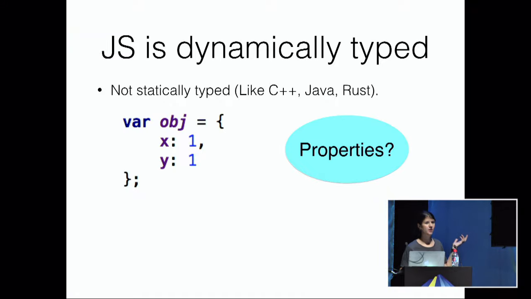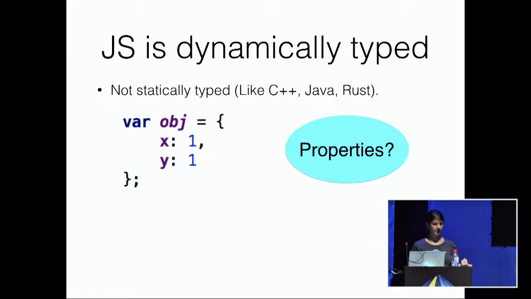I mean, it's very obvious X and Y clearly are properties. But are they the only properties? No, this object also gets all the properties of the object prototype. Or if you change the prototype, it would get all the properties of that new prototype. OK, so we figure out properties are X and Y and everything from the prototype chain.